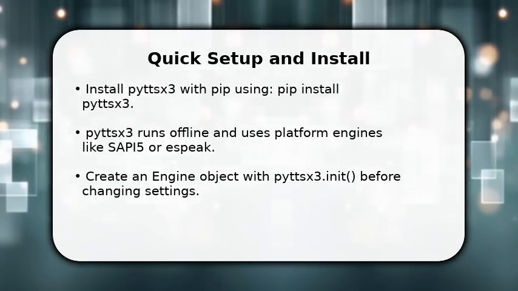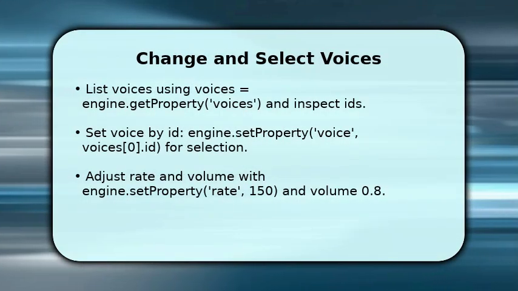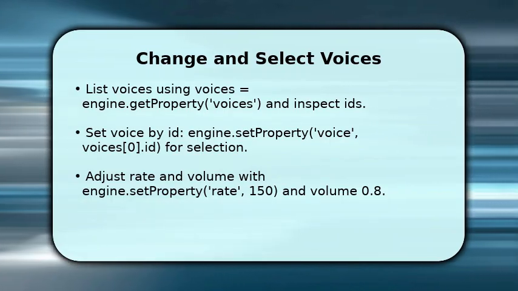List available voices with voices equals engine.getProperty('voices') and inspect voices by looping through them. Use engine.setProperty('voice', voices[index].id) to select a voice by ID.